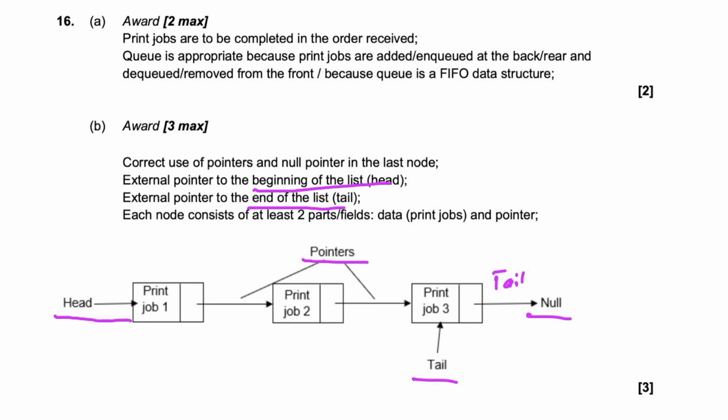And then each node consists of at least two parts, fields: the data and the pointer. And the data is what we referred to as the information field in our previous example. So I guess the biggest takeaway from this is basically how a question like this would look on the exam, and also the slight ambiguity in terms of head and tail.